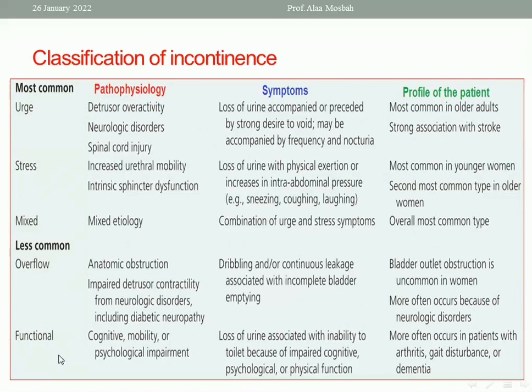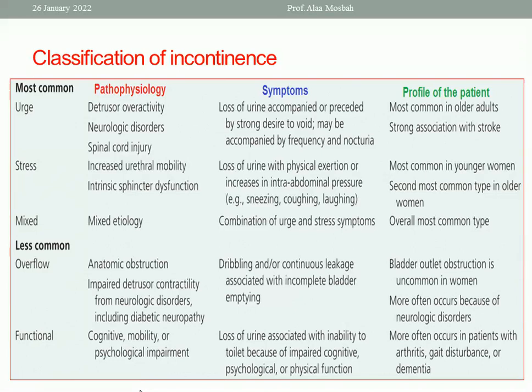Okay, let us go to the last type, which is the functional incontinence. As regards the pathophysiology, maybe cognitive, mobility, or psychological impairment. What are the symptoms? Loss of urine associated with inability to toilet because of impaired cognitive, psychological, or physical function. The patient may have a psychological disease which prevents her from toileting herself, like Alzheimer or other diseases, okay?